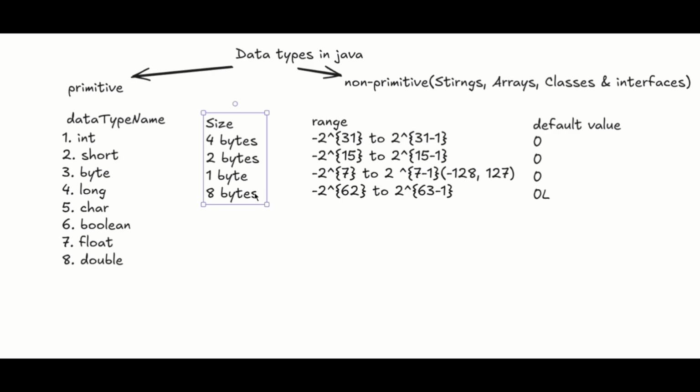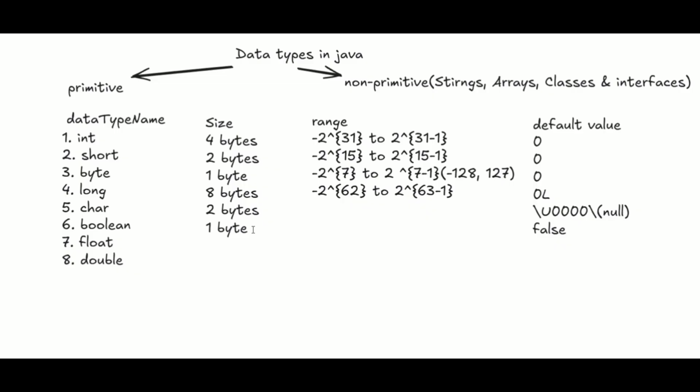And for char the size is 2 bytes. Since it is char, we will not have a range. It will be alphabet values. It may be 0, 1 or anything, and the default value for char is \u0000, which is the null value in char. And for boolean the size is 1 byte, and the default value will be false.